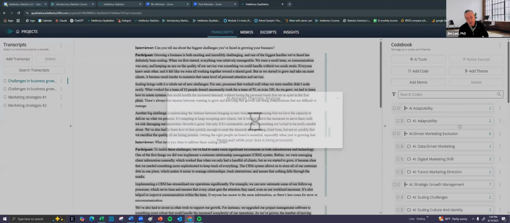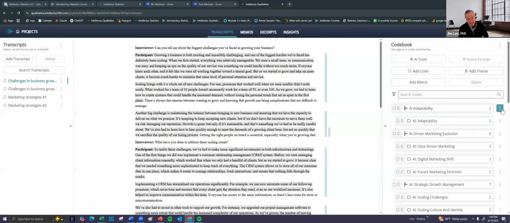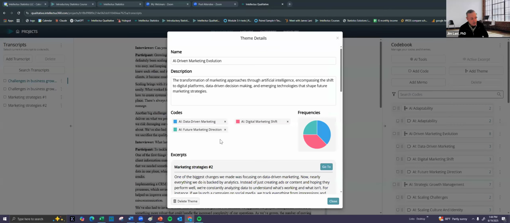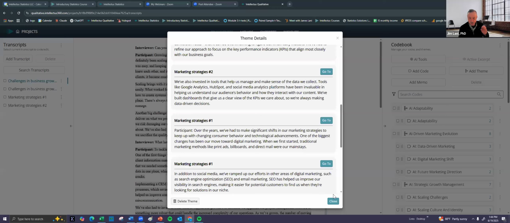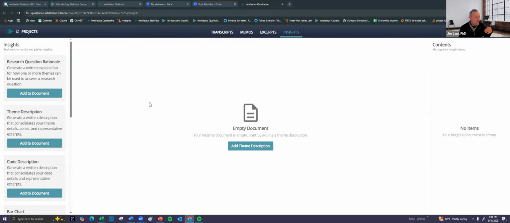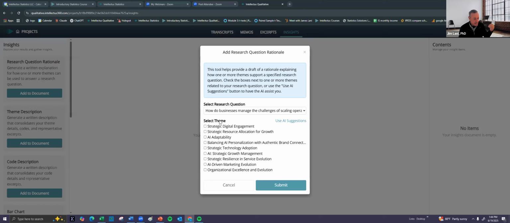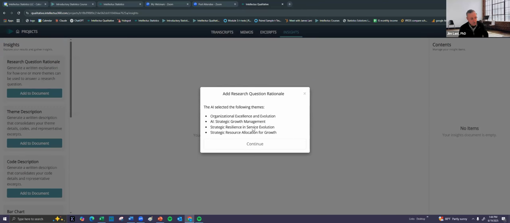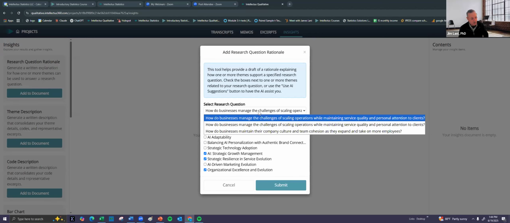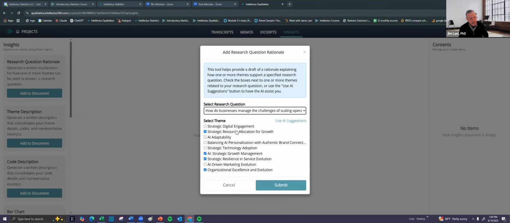And in very short order, you have a theme, AI-driven marketing evolution. You have some codes that go with it, a theme name, theme description, codes, and excerpts. Very quickly, no more blank paper. You can then even tie those themes to your research questions. So here's one of my research questions, one of 3 research questions, and those 3 themes go with it.